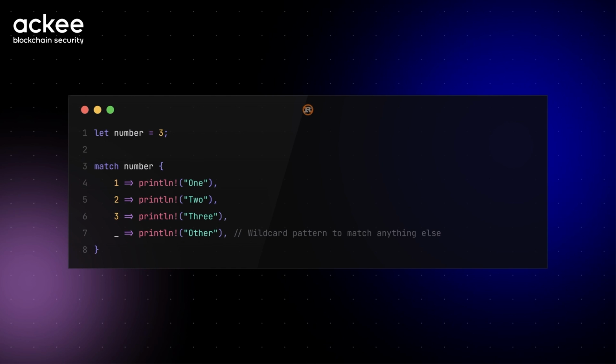And the last, 7th line is basically a wildcard. So this pattern matches everything else. So for numbers 1 to 3, we print these three strings. And for all other values, we print other. The match statement can be used also, for example, for the enums. We will talk about the enums and structures a bit later. But yeah, the match statement can also be really helpful, for example, for results and functions, but this will also be covered later in the lesson.